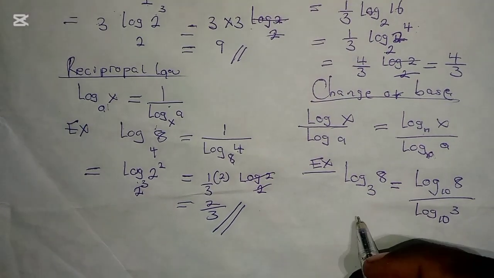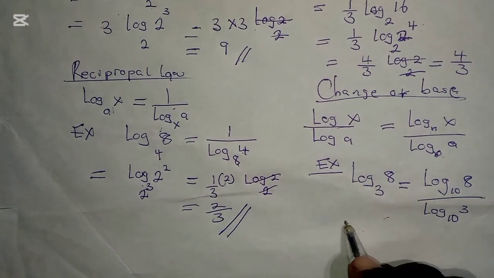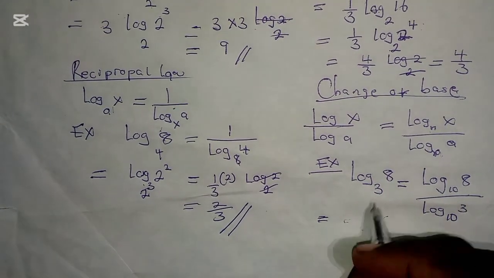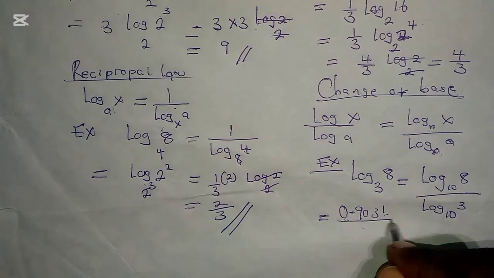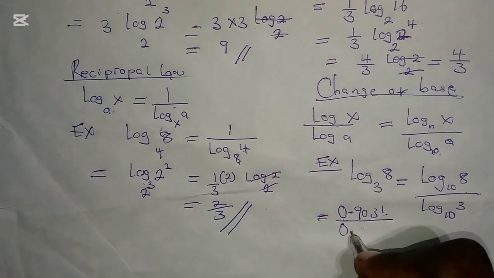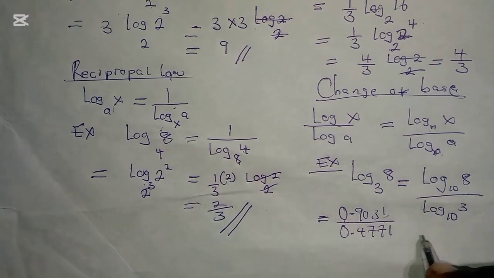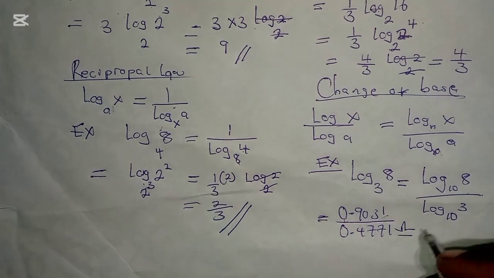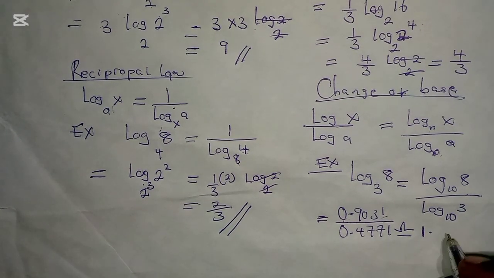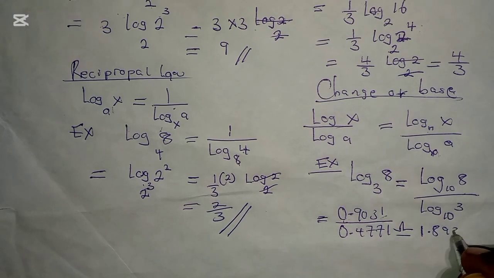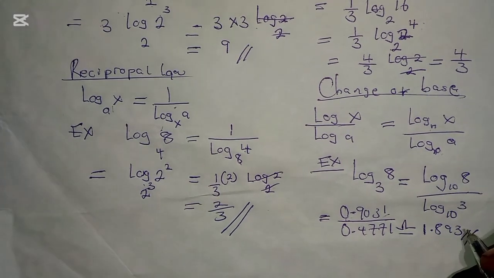And when you punch this into your calculator, because you can simplify this, we are going to have 0.9031 in the numerator, and the denominator is 0.4771. And when you divide, the value is approximately 1.893.